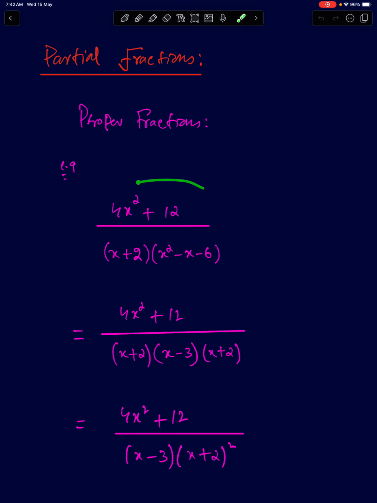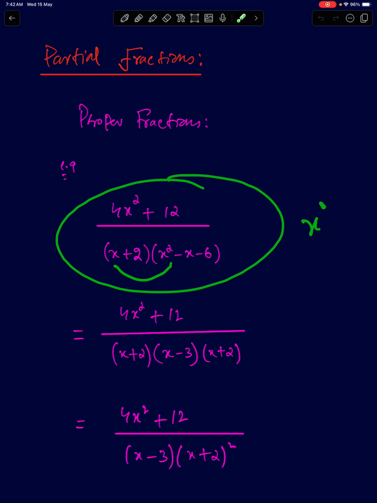Number one point was type of fractions, proper or improper. This fraction is proper because the highest power of variable in denominator is 3, whereas the highest power of variable in numerator is 2. When the highest power of variable in denominator is greater than the highest power of variable in numerator, then the fraction is proper.